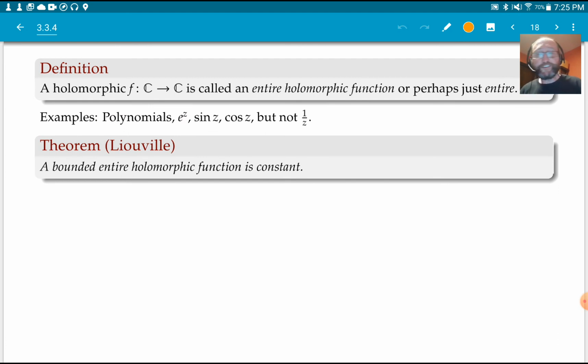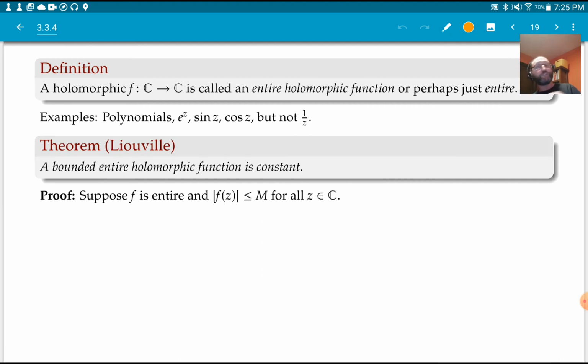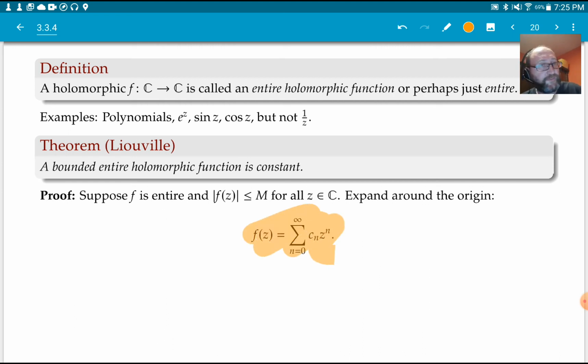So now we have Liouville's theorem. A bounded entire function is constant. So a very striking, very simple statement. Okay, so suppose f is an entire function and it's bounded, so we have a bound on the modulus for all z. Expand it at the origin as a power series. This power series converges everywhere because the function is defined in all of C.